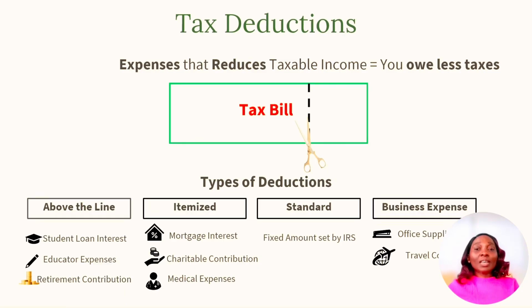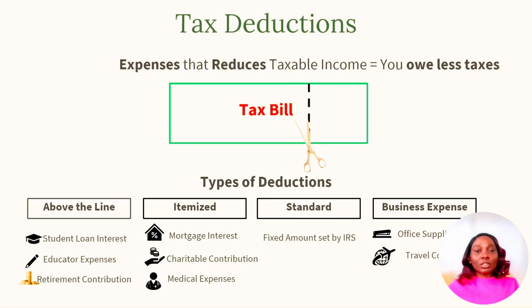Tax deductions are expenses that lower your taxable income. What's taxable income? Taxable income is the portion of your gross income used to calculate how much taxes you owe in a given tax year. There are 4 different types of tax deductions. The 4 of them are above the line deductions, business expense deductions, standard deductions, and itemized deductions. We're going to look at each of them.